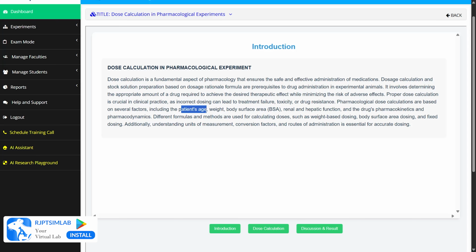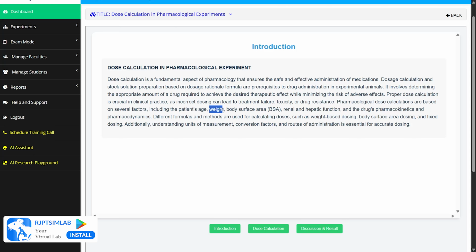If we are giving our drug to small kids or infants, then it should not be of a large dose. We should not give large doses to small children. And if our patient is elderly or old aged, then also we have to keep in mind that the dose should not be inappropriate.